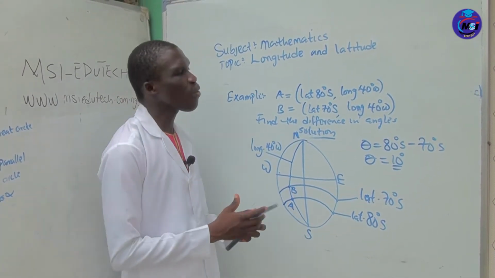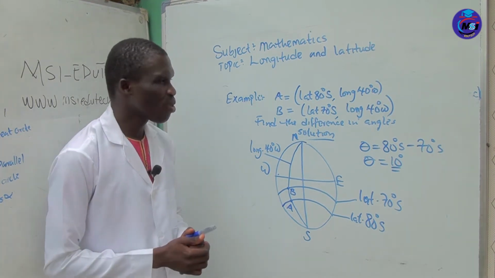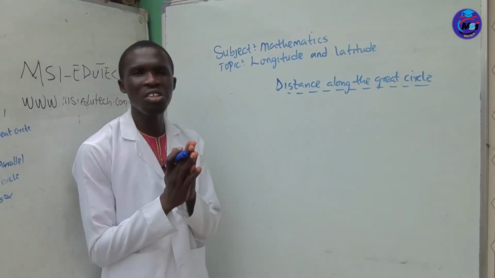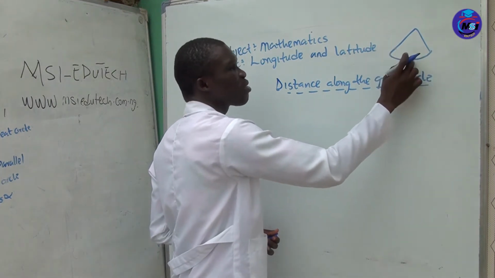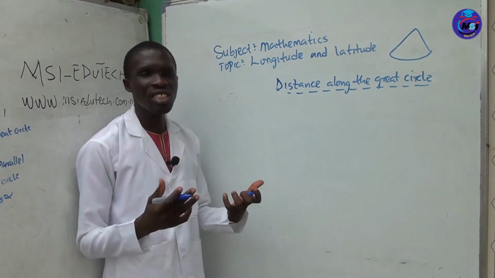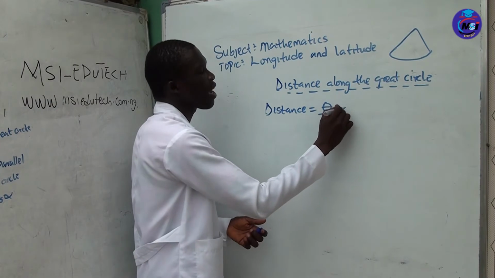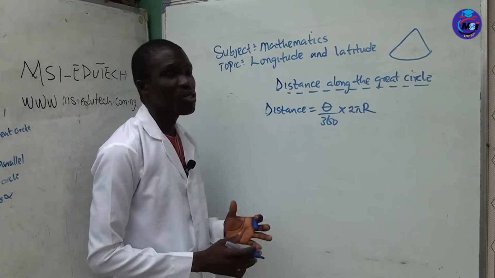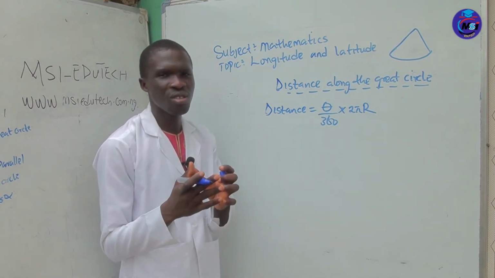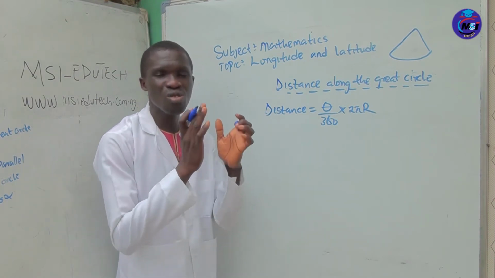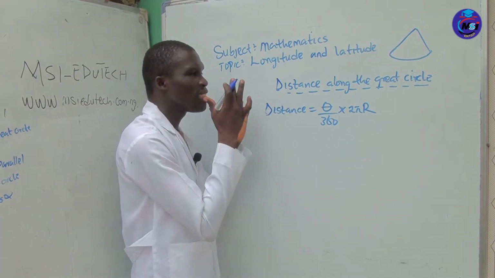Okay, now we are going to another formula. We call it distance along the great circle. Let me give you the formula to find that. To find distance along the great circle, I drew something for you the other time, something like this. I'm still going to make reference to this. Now, to find the distance along this great circle, distance will give us theta all over 360 degree times 2 pi capital R. Now, you don't need to cram this. All you need to do is understand. This is distance along the great circle. That's why when you are solving questions on longitude and latitude, you need to read your question and know the right equation to apply.